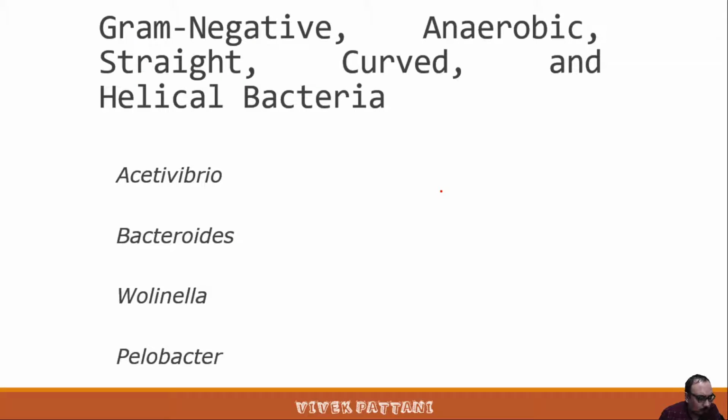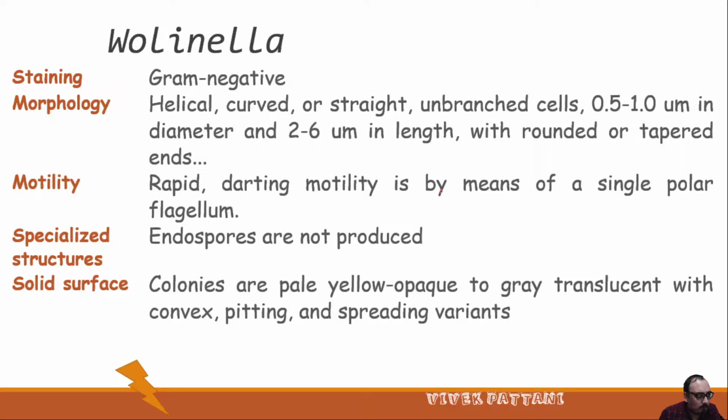Moving forward with today's group, which are gram-negative, anaerobic, straight, curved and helical bacteria, I have shortlisted some of them. The first one is Acetivibrio, next is Bacteroides, next is Wolinella, and the next one is Pelobacter.